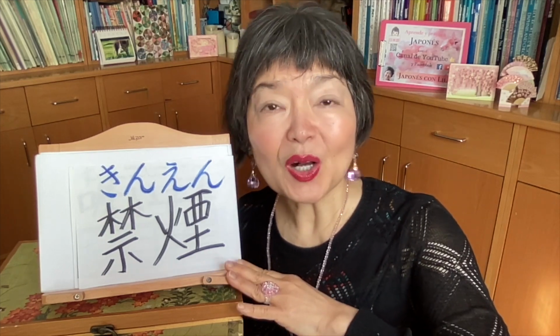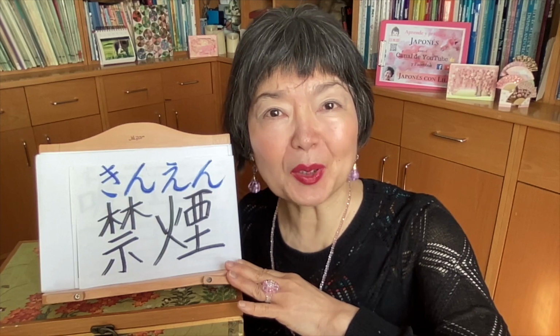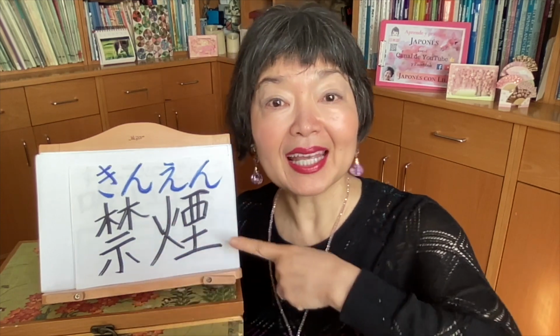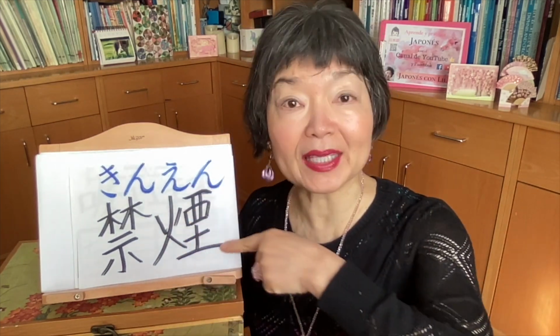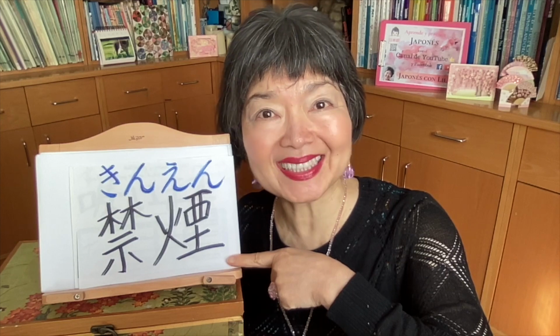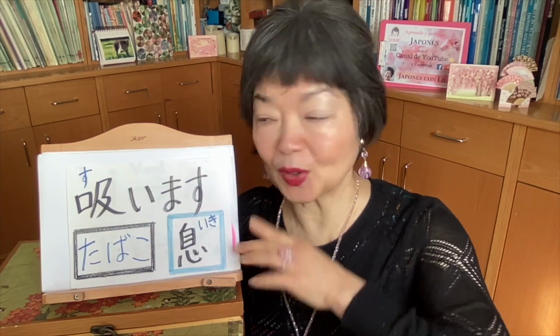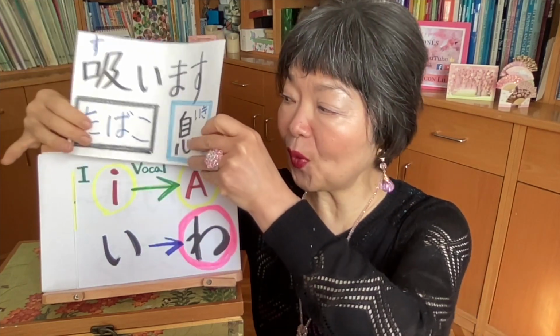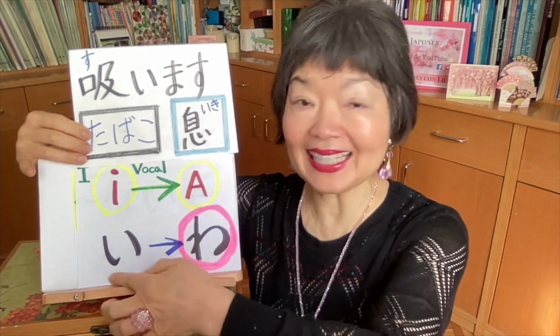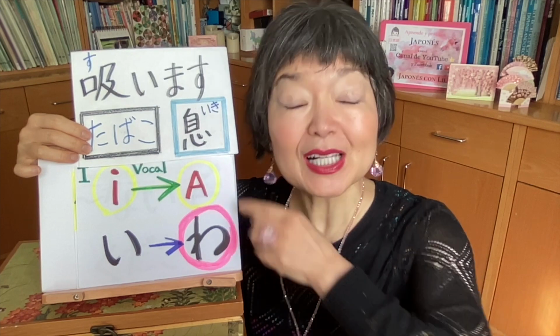Non-smoking area, or smoking is prohibited, is 禁煙. This 禁 means prohibition and this 煙 means smoke. The verb to smoke is 吸います, but for the ない form we must change this い to わ: 吸わない, don't smoke.